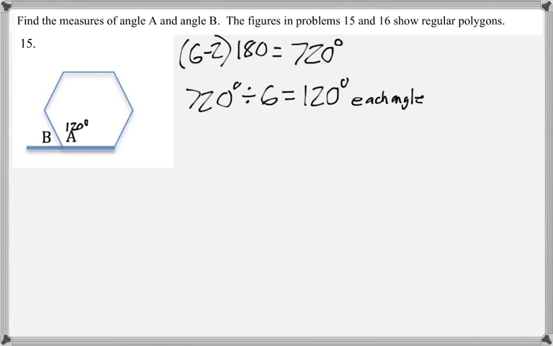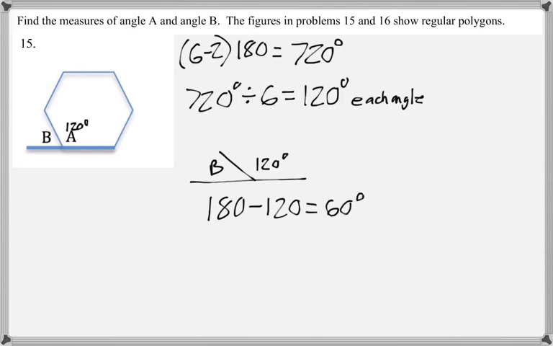So then to get B, which is on the outside, I know that A and B are supplementary because together they make a straight angle. So I know that these are supplementary. So all I need to do is take 180 minus 120, and then we get 60 degrees for B. So A is 120 degrees, and B is 60 degrees.